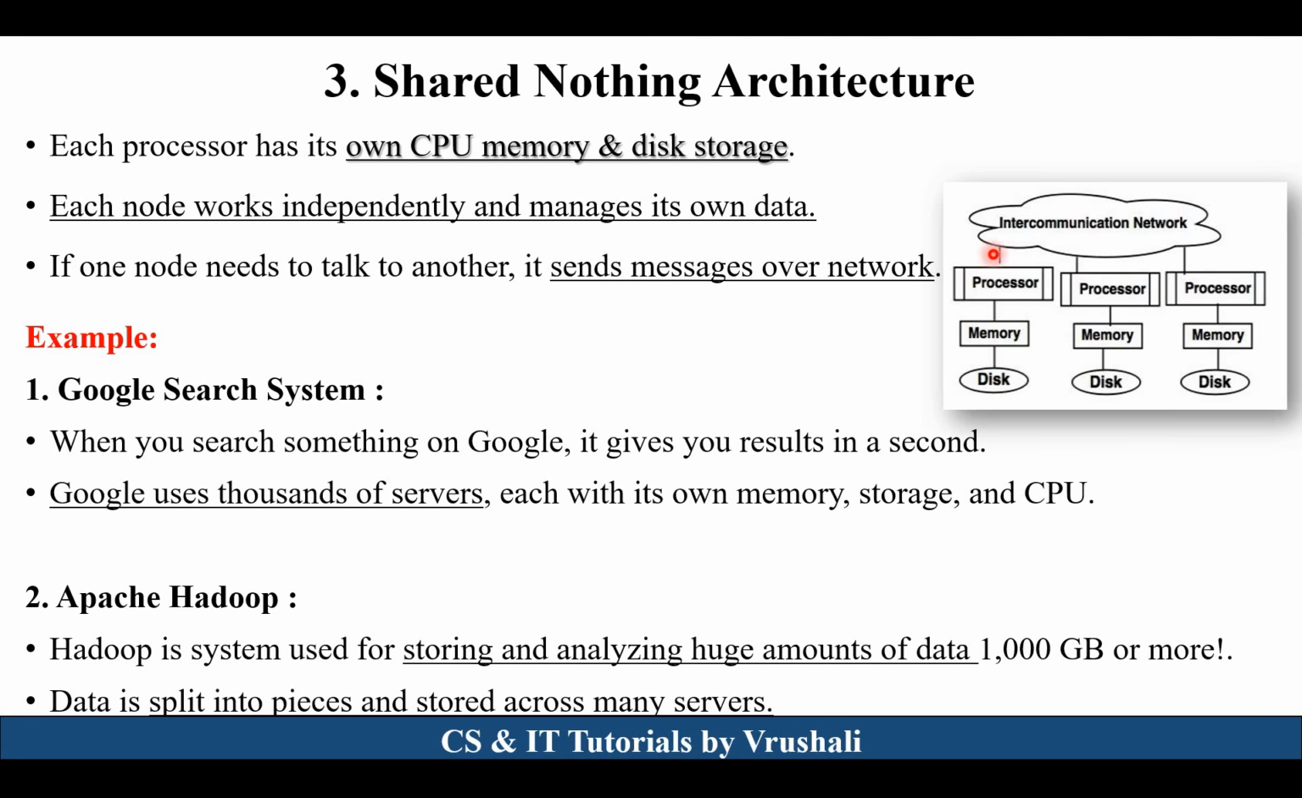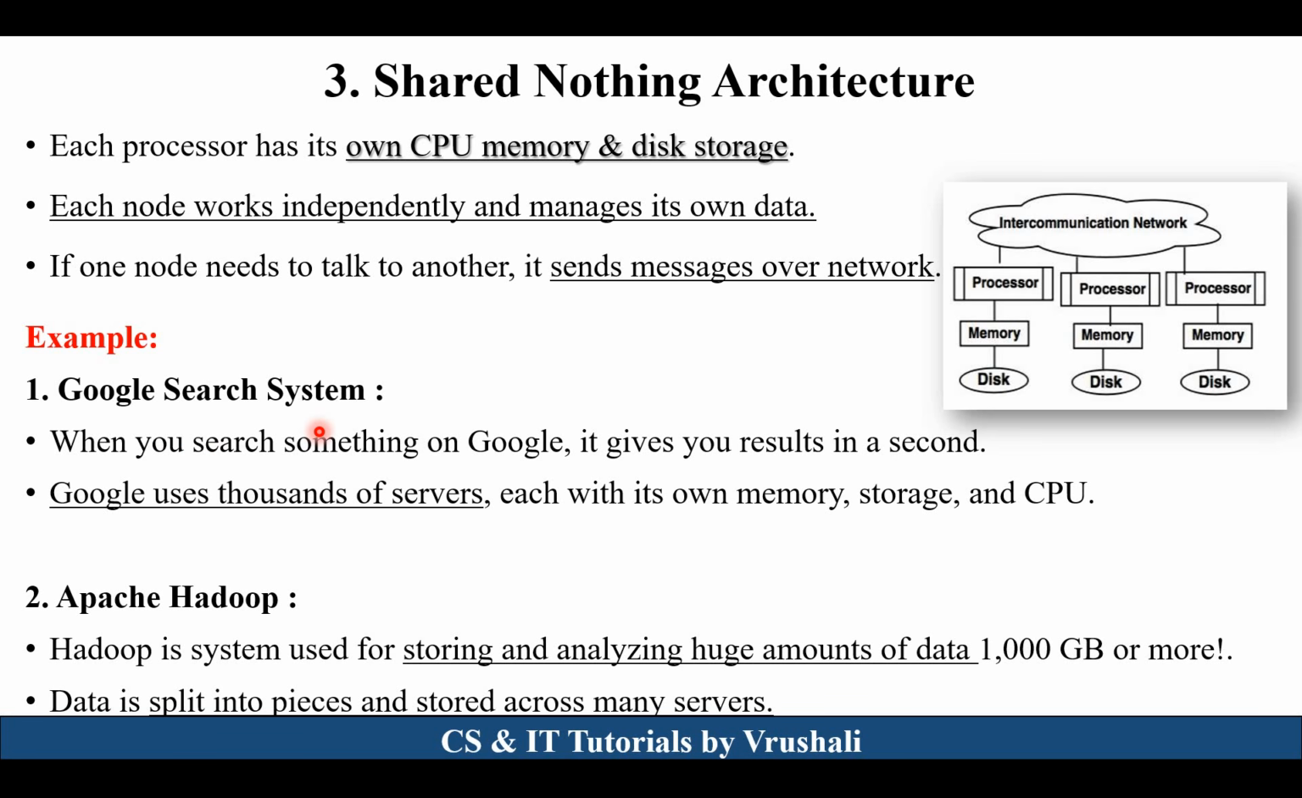Suppose this processor wants to communicate with that processor. So this processor sends a message to the intercommunication network and this message goes to that processor too. In this way, shared nothing architecture is used. Nowadays, in the latest technologies, shared nothing architecture is mostly used.